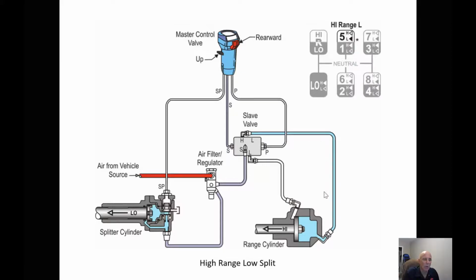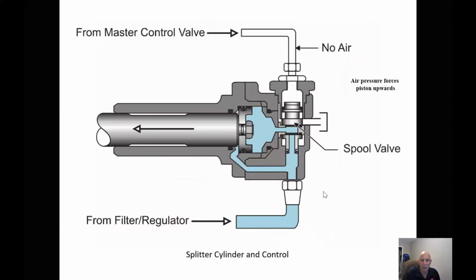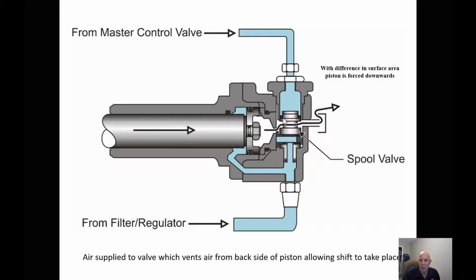So what happens when we want to go to high split? If we take a look at it, we have no air here. Air pressure is coming up, pushing this spool valve up, blocking off the exhaust. Air pressure on both sides of the piston, because the surface area on this side is bigger, the piston stays in. Now what happens when we put air to the splitter? It pushes this little spool valve down, which dumps the air out of here, blocks the air off here from getting in. Now the air pressure here is higher than this side, brings it over and shifts it.